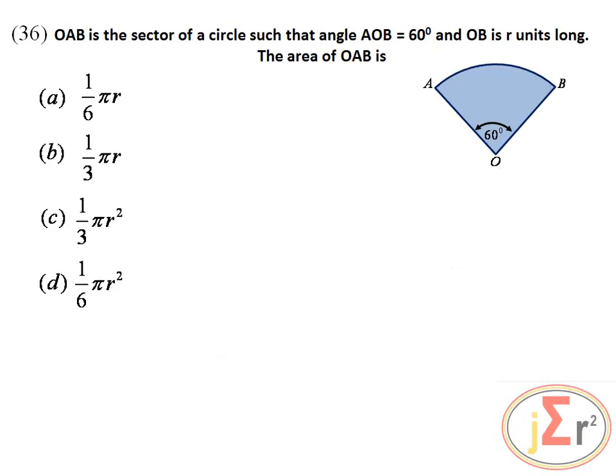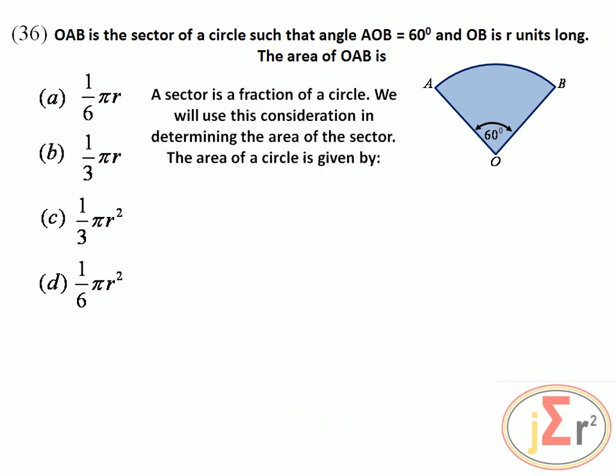OAB is the sector of a circle such that angle AOB is equal to 60 degrees and OB is r units long. The area of OAB is what we are trying to determine. A sector is a fraction of a circle. We will use this consideration in determining the area of the sector. The area of a circle is given by pi r squared.